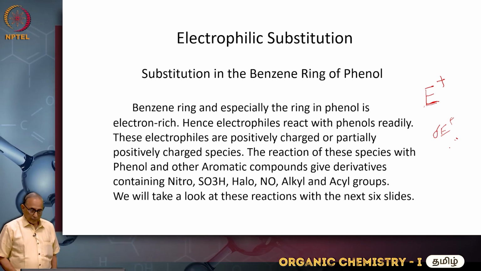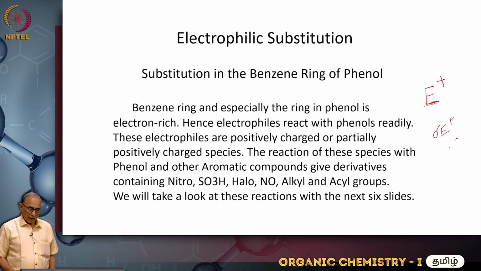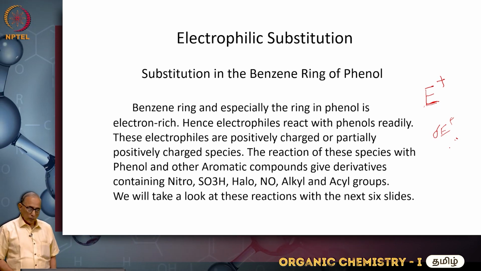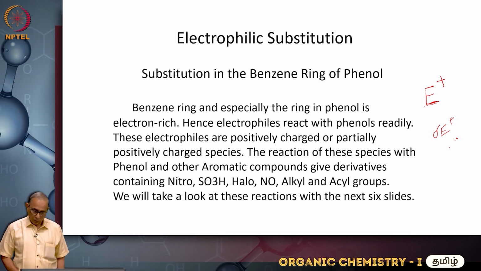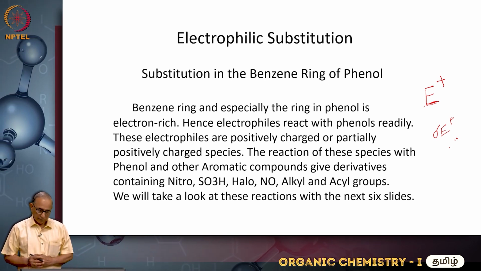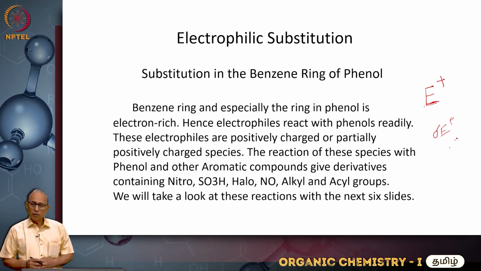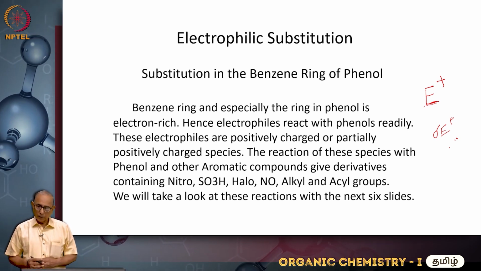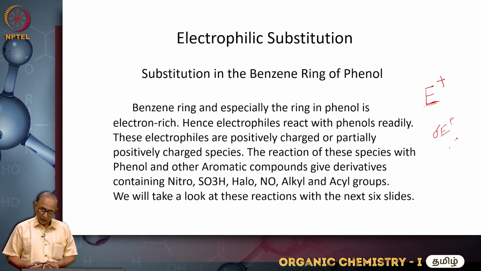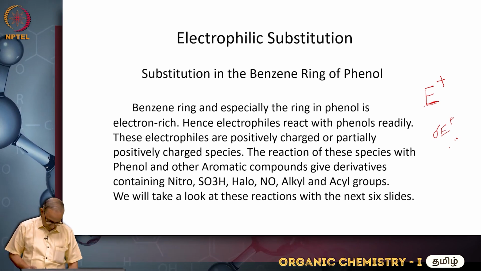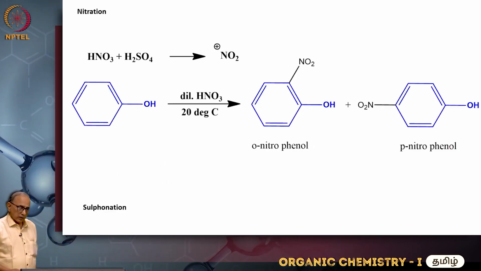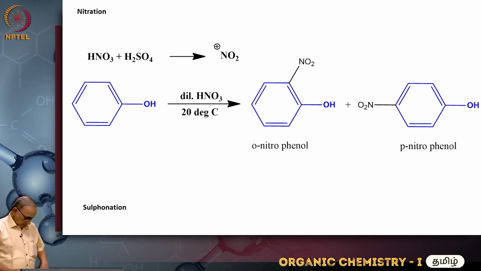So, the reaction of the species with phenol or other aromatic compounds gives derivatives containing nitro groups, sulfonic acid group, halo group, nitroso group, alkyl and acyl groups. So, a whole variety of products are obtained by the attack of this E plus or the electrophile, which we will see in the next slide. The first reaction we are going to look at is nitration.